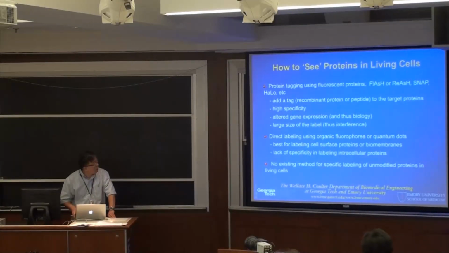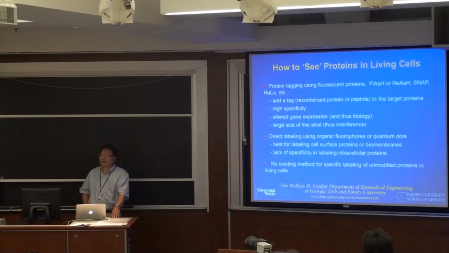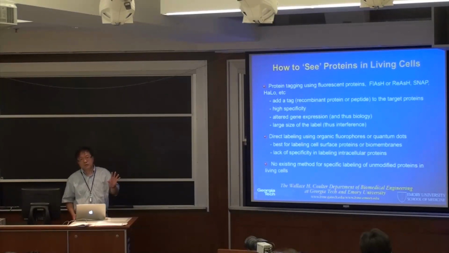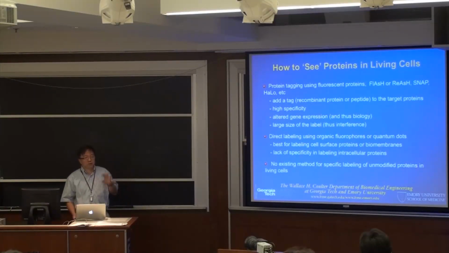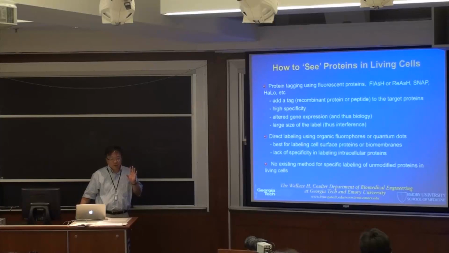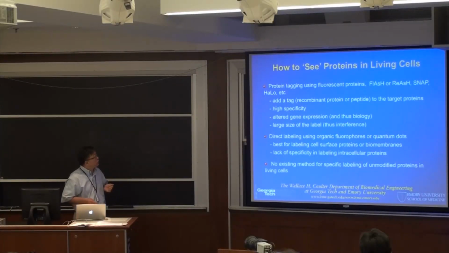So for proteins in the living cell, as I mentioned, ideally we would like to see not only where the proteins are, but also how proteins interact with each other. Peter Wang last Friday, I'm sure, gave you a great lecture on using FRET, using the resonance energy transfer between two fluorescent proteins as a way to visualize protein-protein interactions. That's definitely a very nice way to do so.